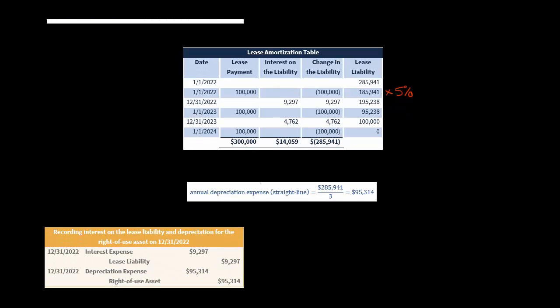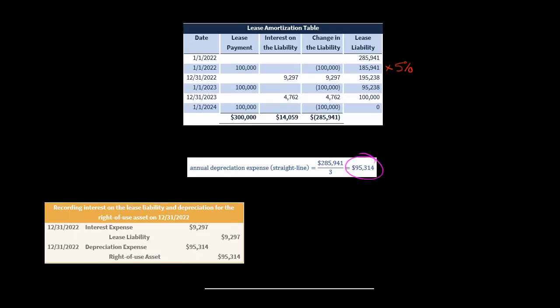I already told you about the depreciation expense, which is not up here because this has to do with the lease liability and how the interest is accruing on it. Eventually the lease liability goes to zero because it's the end of the lease and the lessee doesn't owe anything anymore. But when we're recording depreciation expense, we take that right of use asset, $285,941, divide it by the number of periods in the lease term, 3, so $95,314 of depreciation expense recognized by the lessee each period because we're using straight line here.